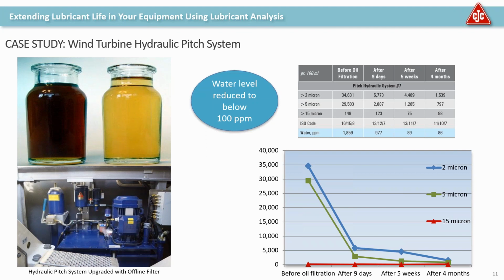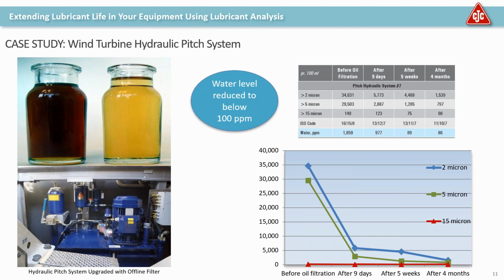result. They saw that it was a little higher than they wanted, but what really jumped out was the water content, just over 1,800 parts per million. So that's what the oil analysis helped to show them, that they needed to address this and keep it dry, and not only keep it clean. So the decision was made to upgrade that system with a fine filter, an offline or kidney loop filter as it's often referred to. And we can see the results here.